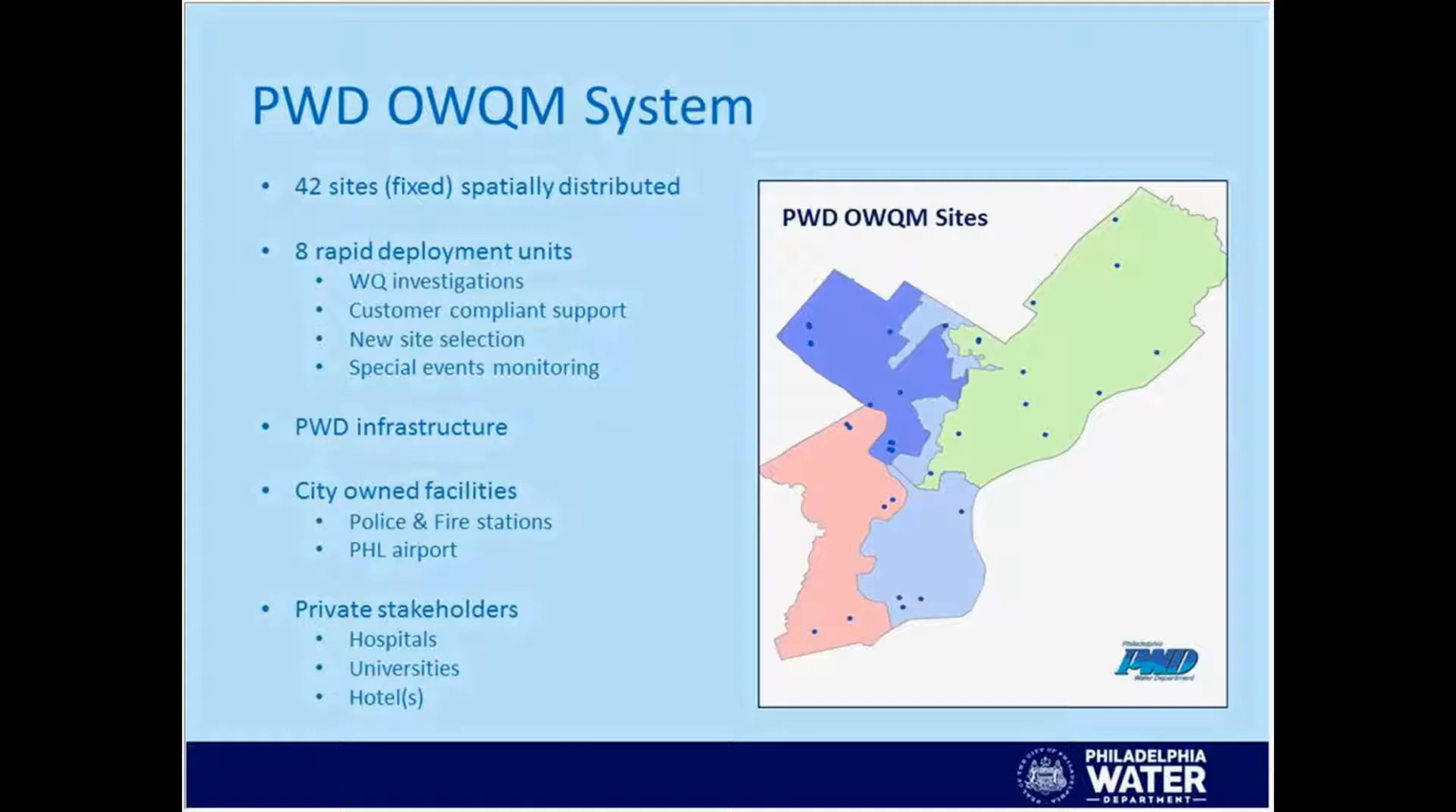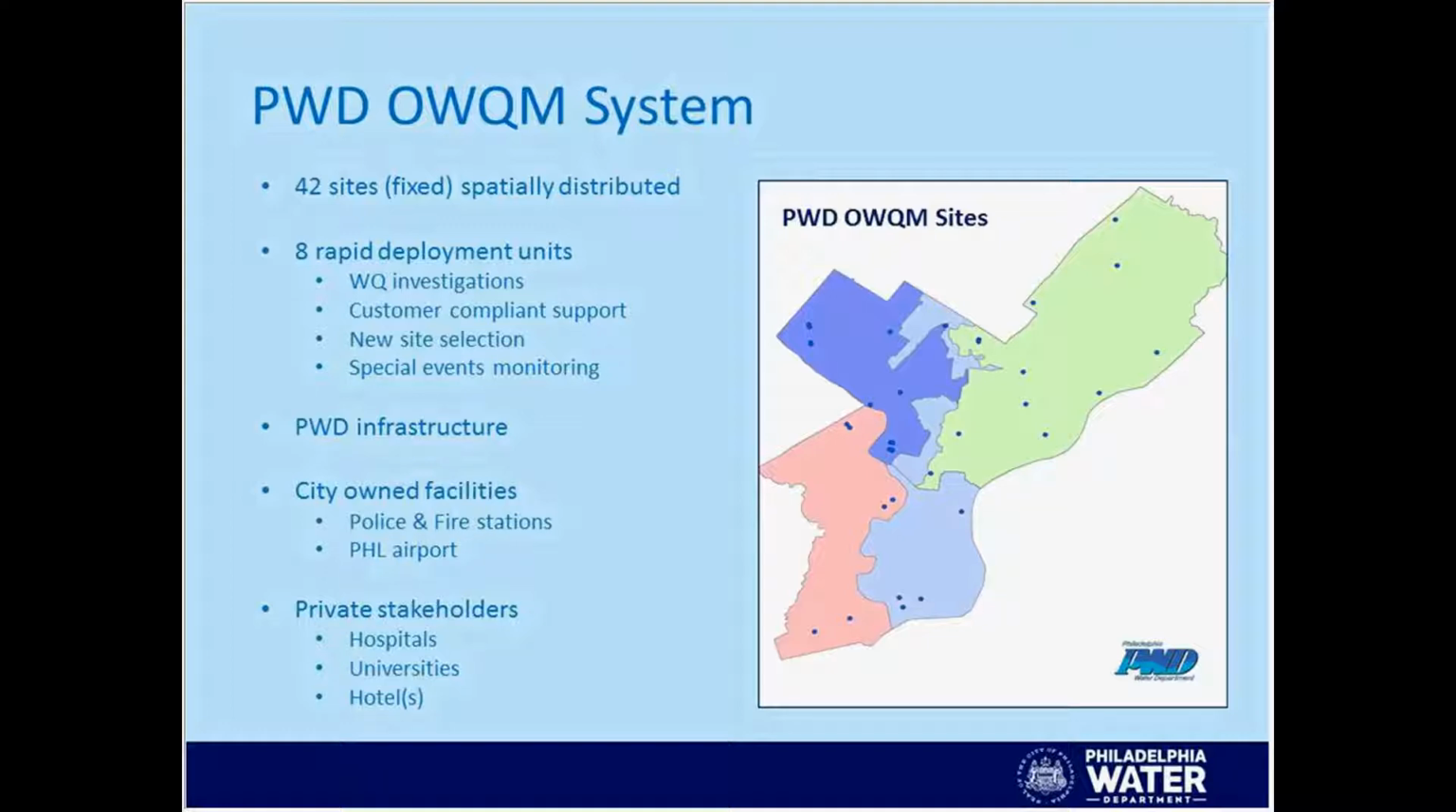It's also helpful for customer complaint support. Oftentimes, a customer calls in a complaint. You send a response team out, and the plug of water has already passed. So we have the ability to install these units 24 hours a day so we can see what's going on. It's also helpful for new site selection when you're considering putting in an additional fixed monitoring station. You want to make sure you have variability at that node so you can actually see. It's a huge level of effort to put in a station. So if you could do some sort of reconnaissance in advance, it's very helpful.